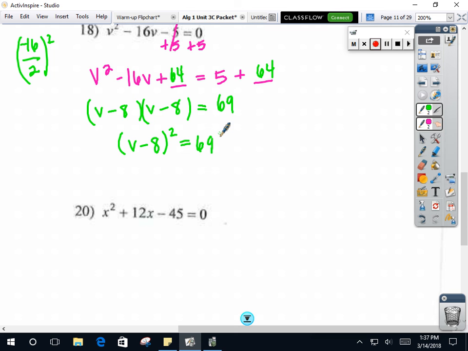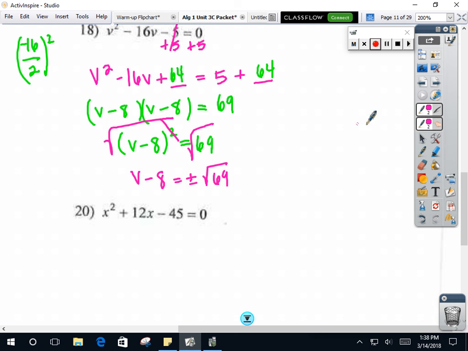Right? What if this question just said put it in vertex form? What would you do now? Subtract the 69 over with the b minus 8 squared and you'd be done. You'd have it in vertex form. But since this question isn't asking that and they're asking you to solve it, we now square root and you get b minus 8 equals plus or minus square root of 69.